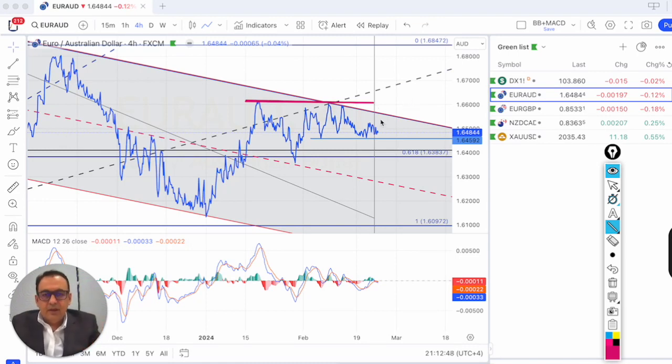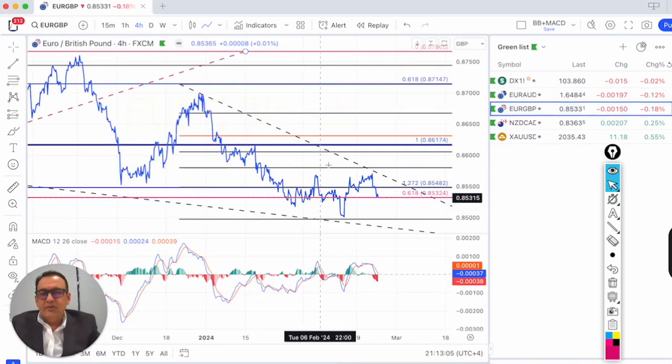If we get a break above this level, then the bearish plan should be scrapped. So until this high remains intact, we should look for sell on the rise. So this is the plan for Euro AUD. Look for sell on the rise. Now the next currency pair is Euro versus Pound.